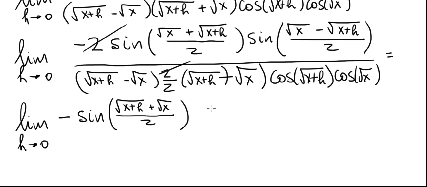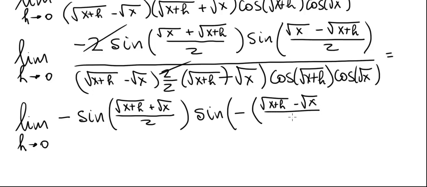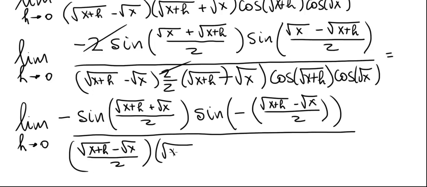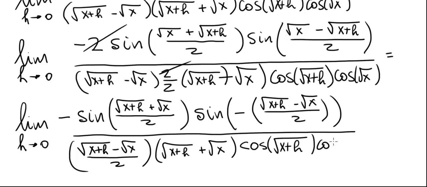And now the second sine, I'm going to write it like this. This is sine of (minus square root of x plus h minus square root of x) divided by 2, divided by (square root of x plus h minus square root of x) over 2, times (square root of x plus h plus square root of x) times cosine of square root of x plus h times cosine of square root of x.